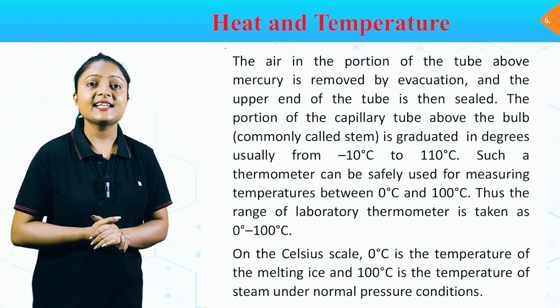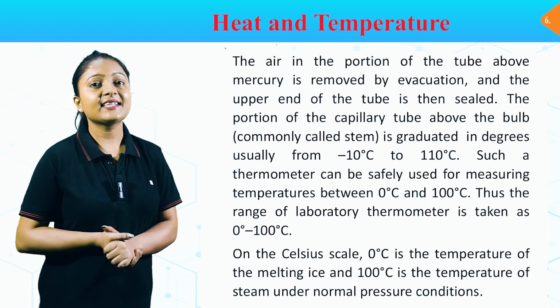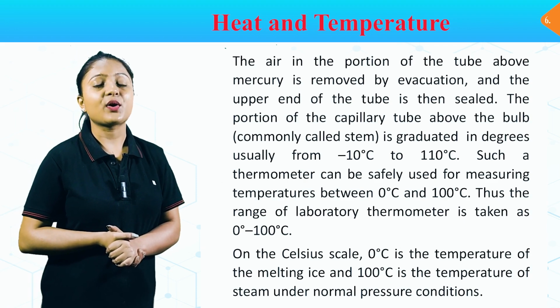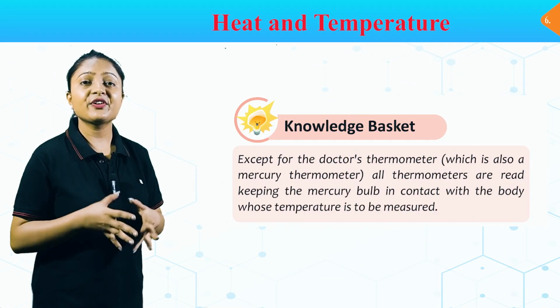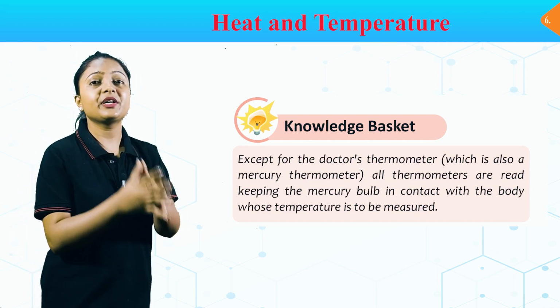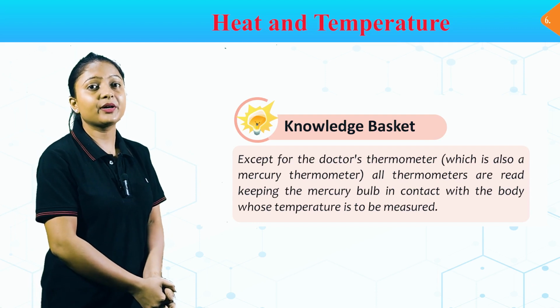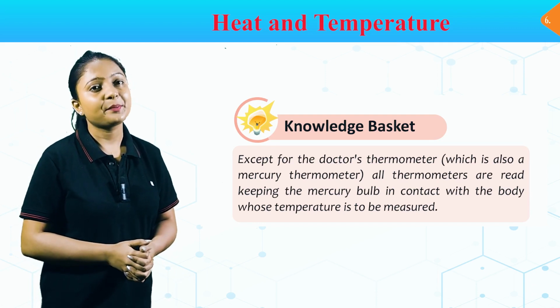On the Celsius scale, 0 degrees Celsius is the temperature of melting ice and 100 degrees Celsius is the temperature of steam under normal pressure conditions. Knowledge basket. Except for the doctor's thermometer, which is also a mercury thermometer, all thermometers are read keeping the mercury bulb in contact with the body whose temperature is to be measured.